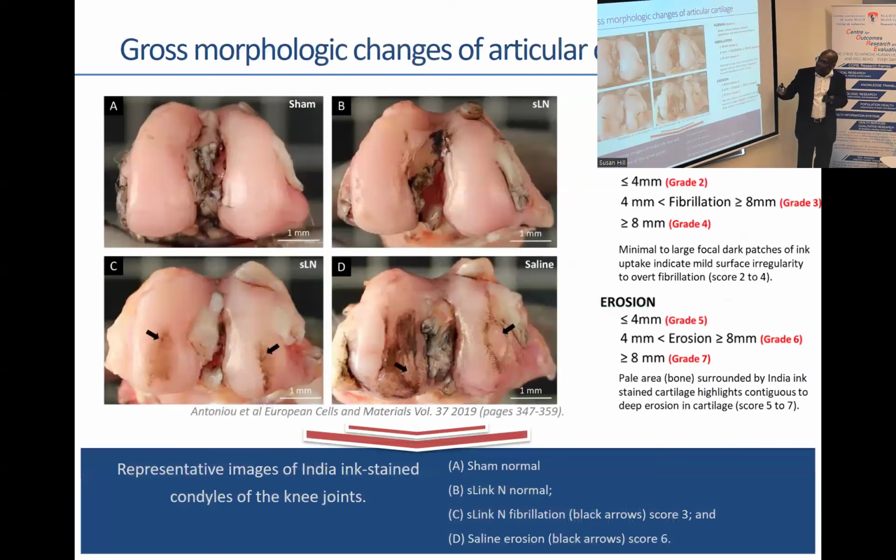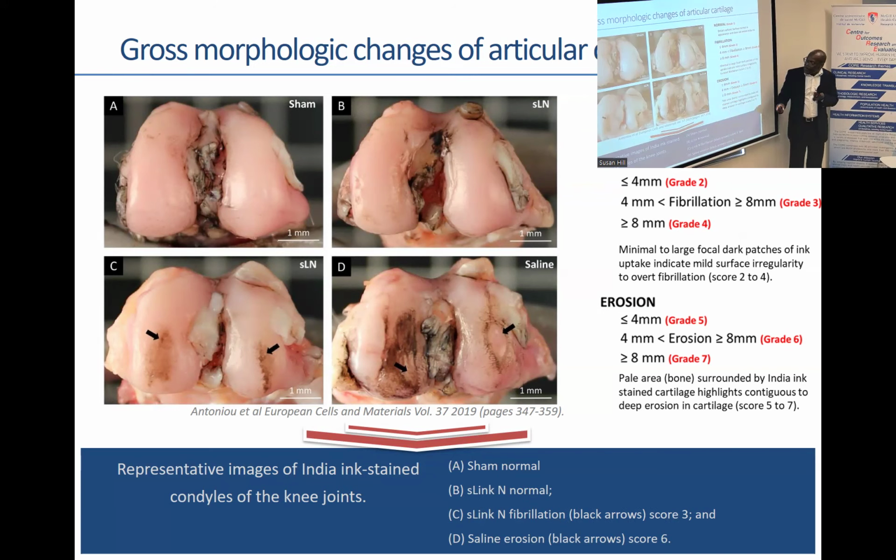So after 12 weeks, here is the gross morphology changes of the articular cartilage. And what you are seeing is the sham. Those are the condyles. And you can see the ACL transection, how degenerated. And if you compare with short lincoln, short lincoln came in different flavors, 2 major flavors. One was it's still degenerate, but it's quite good. It's almost close to the sham. And then you have another one which is degeneration.